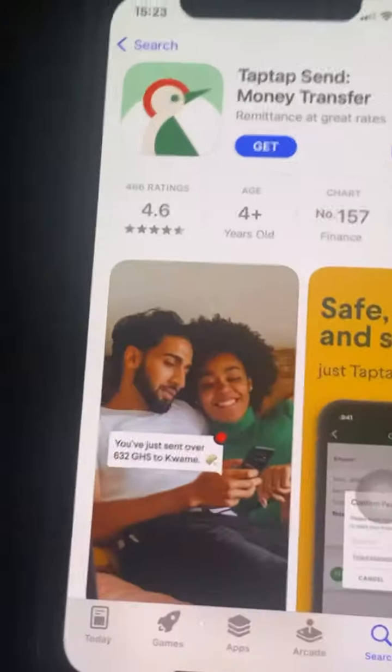Okay, so let's talk about this app here called Taptap Send. Now, for those that don't know, Taptap Send is a remittance platform that allows you to send money to different countries, particularly African countries and other types of countries as well.